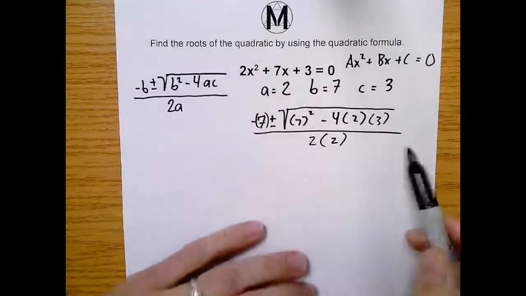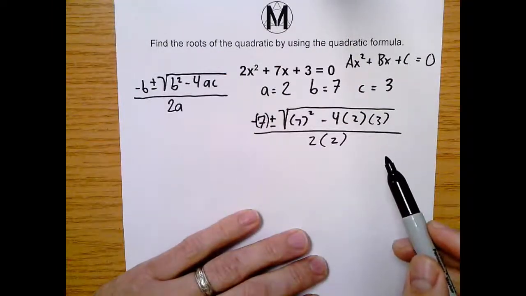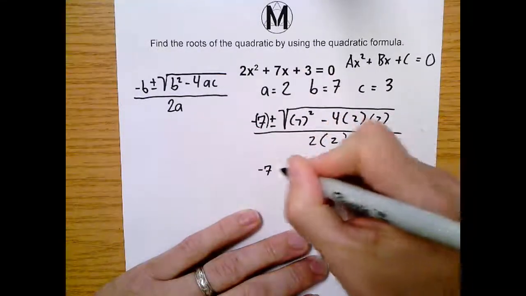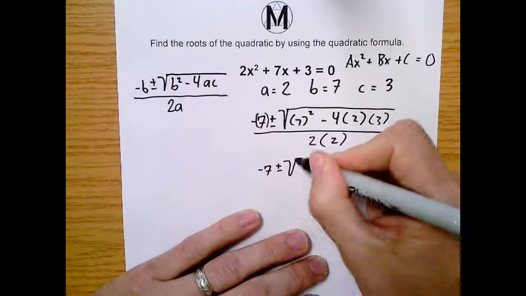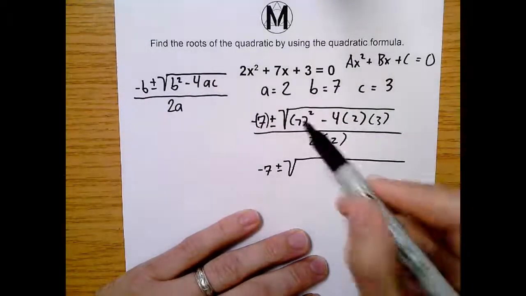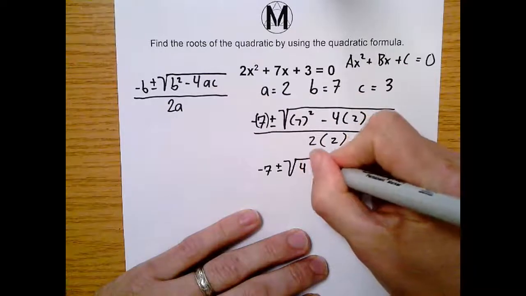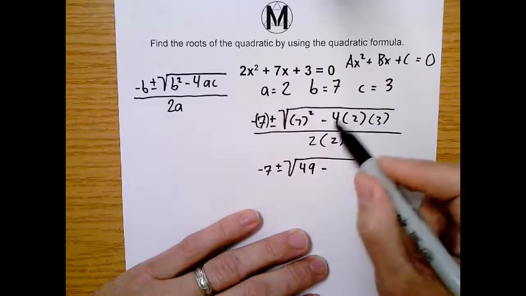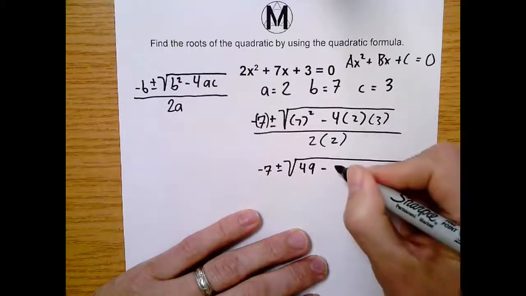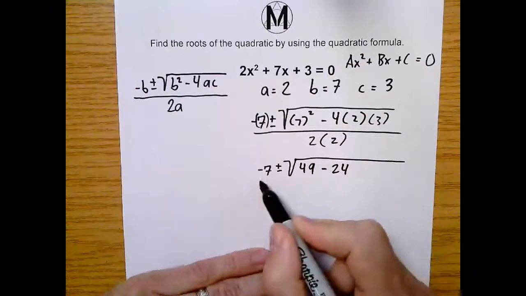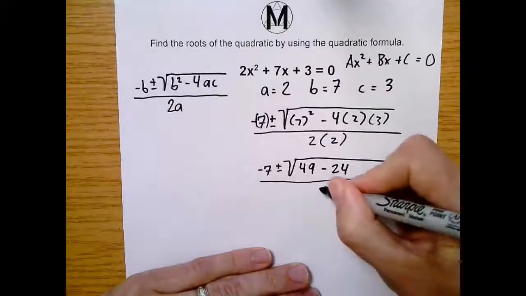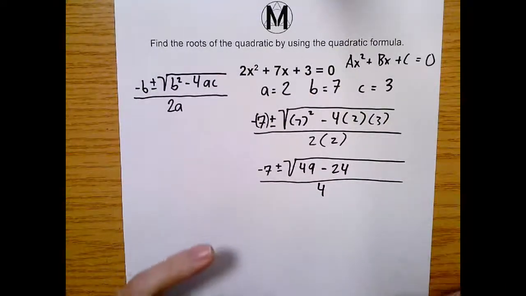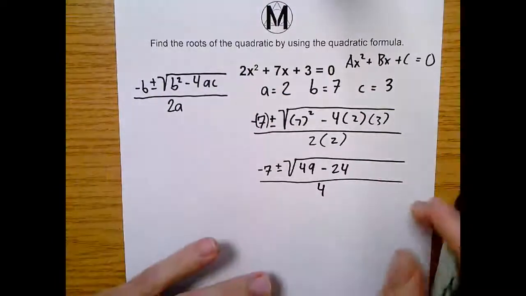Okay, so now we just start doing our math. Negative times the 7 is negative 7, plus or minus, okay, let's just do it step by step. 7 squared is 49. So it's going to be 49 minus, 4 times 2 is 8, and 8 times 3 is 24. And all of this will be divided by 2 times 2, which is 4. Okay, let's keep it going. I just like to show my process to make sure I'm not making any mistakes and clearly show my knowledge here.